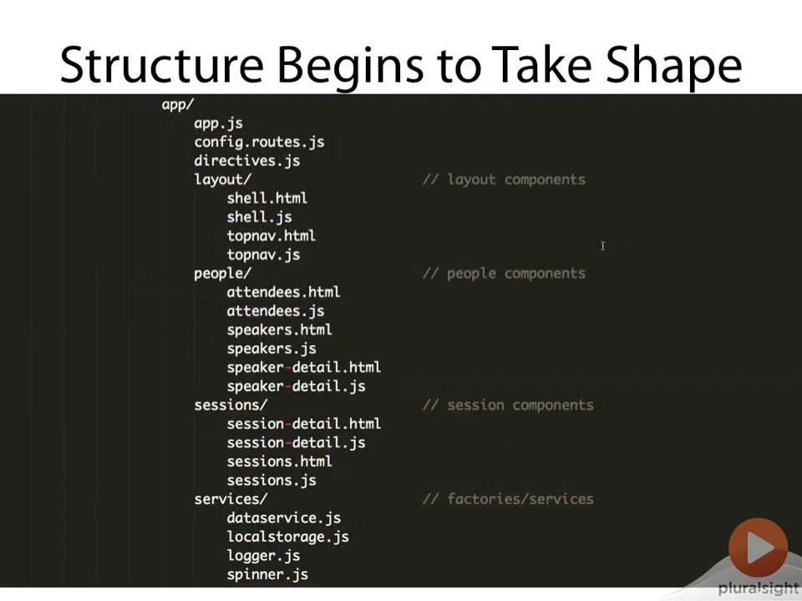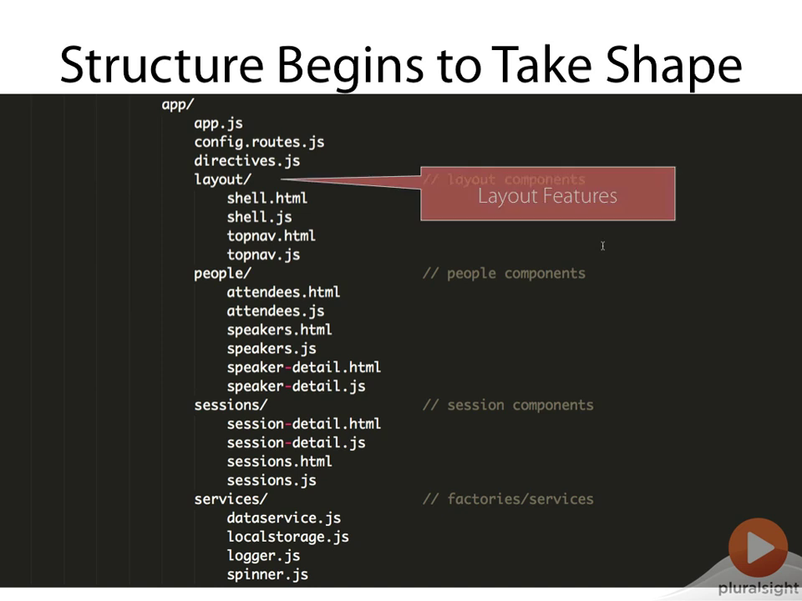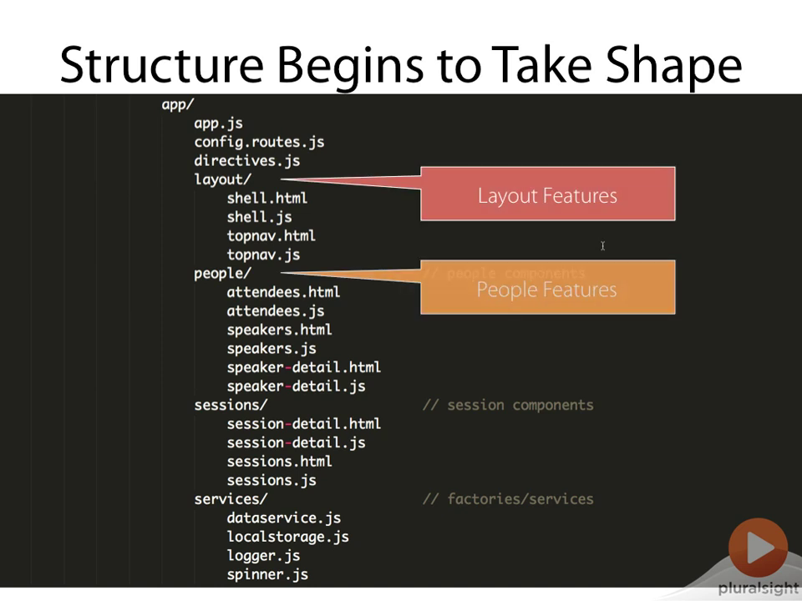So now our structure starts to begin to take shape. I needed to get off the flatness a little bit here and add an extra folder depth level to make it easier to find things, to locate them and identify them. So now I've got layout features in one folder, all my people features in another for attendees and speakers. And notice that it's attendees and speakers here.